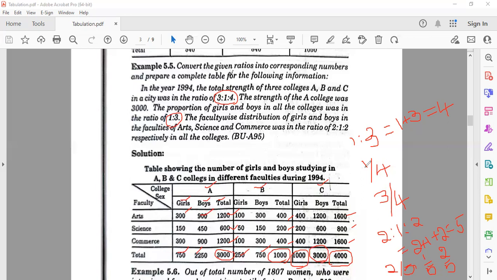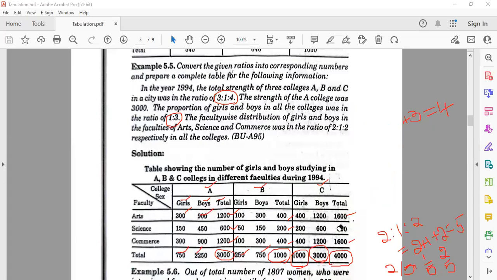So that is how we get this. This is based upon the ratio 1:3. So 1 is for girl, 4 is for boy. So 1:3. If you take this ratio, you have to convert it into fractions: 1/4 of the total value, and 3/4 of that particular value gives the total of girls and boys in the respective colleges. So that is how we have to solve this particular problem.